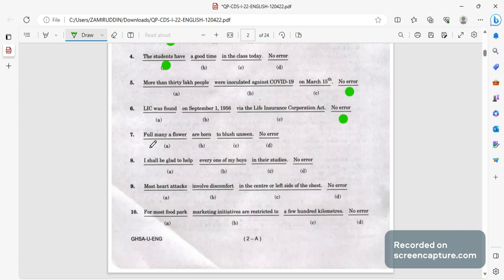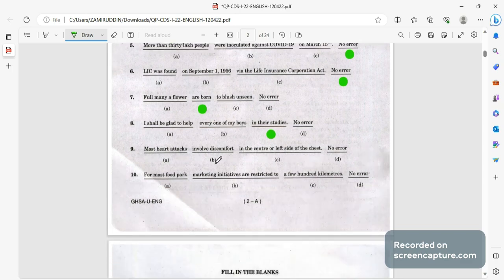Now, full many a flower are born to blush unseen. You will consider that the error might be elsewhere, but the correct answer is here. The error is because it should be: full many a flower is born to blush unseen. Is will be the right answer, you have to mark is. Now, I shall be glad to help every one of the boys in their study. So, in his studies will be the right answer. In their will not be right, because every one of the boys means each one of the boys, so in his studies. Ek ek ko main madad karungi, in his studies will be the right answer.